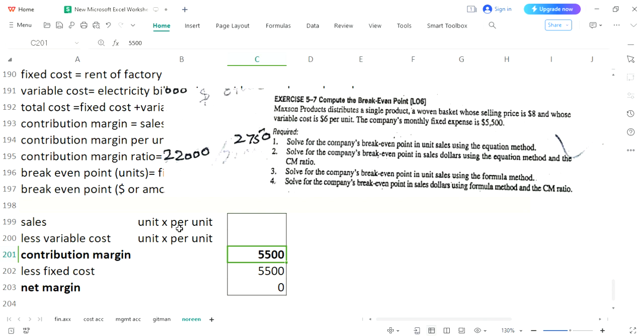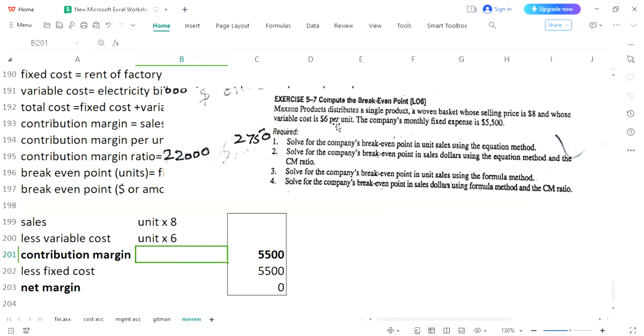Now for sale, you will multiply unit into per unit. Your per unit is available over here, sale price 8 and variable cost 6, and next is written per unit. So it means sale is 8 per unit. You can use this per unit place and can write 8 as per unit sale price, but units are still unknown. Variable cost you can see is 6. You will come over here, that is per unit. You can see mentioned over here, variable cost is per unit. So you can put 6 for per unit.